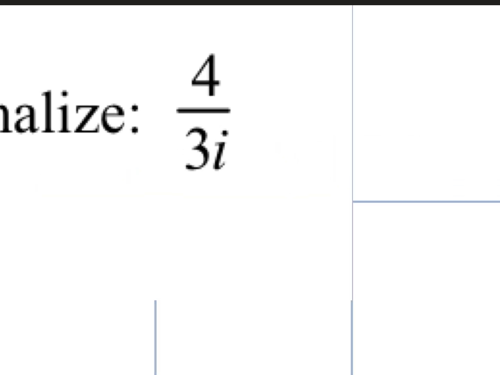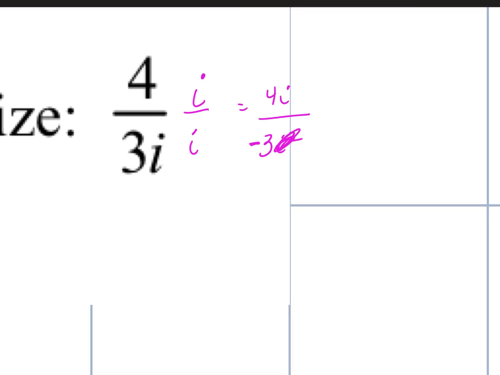You can multiply the top and the bottom by 3i if you wanted to. You would just have to do a little more simplifying at the end, but I'm going to multiply the top and the bottom by just the i itself. You don't have to use the number in front of it. So this becomes 4i over 3i squared. As soon as you see i squared, guys, you cross it off and you change the sign in front. So when we rationalize this, this just becomes negative 4i over 3.